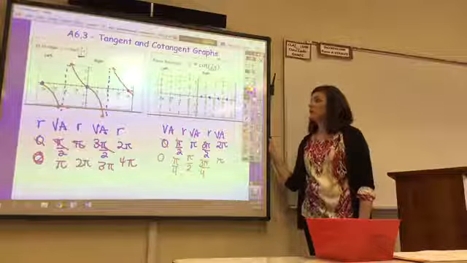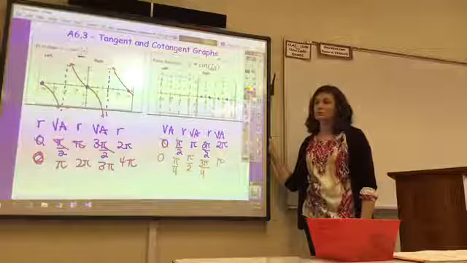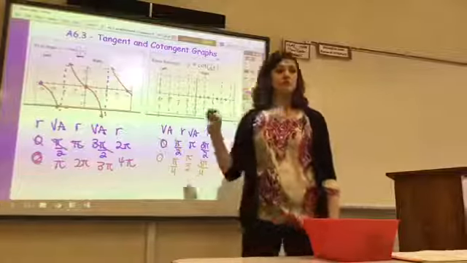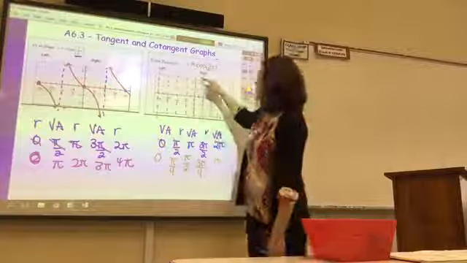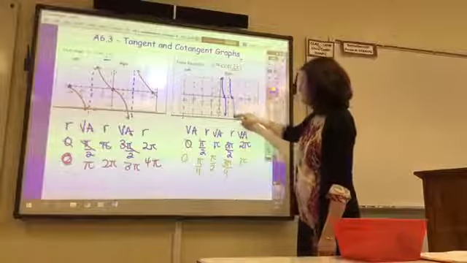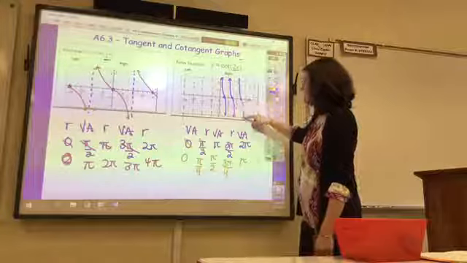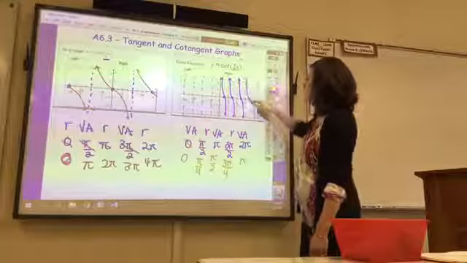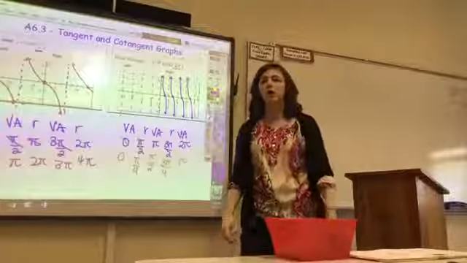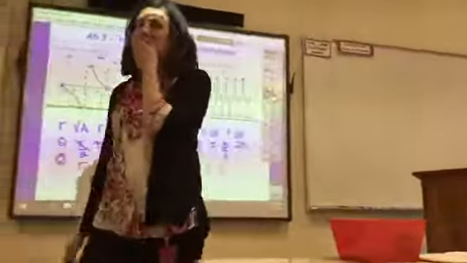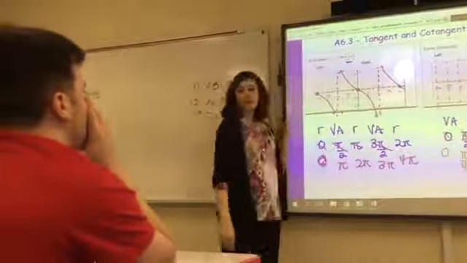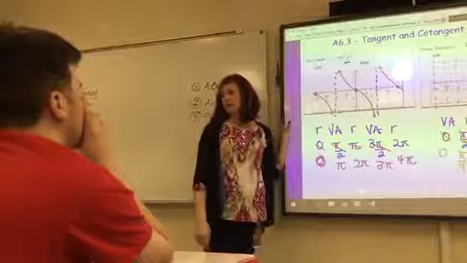What does the cotangent graph look like? Cotangent goes this way. Yep, so cotangent looks like this. What happened to this graph? They got skinny. Yeah, it got squished, like an accordion. It got compressed horizontally. Is everybody okay with this one?